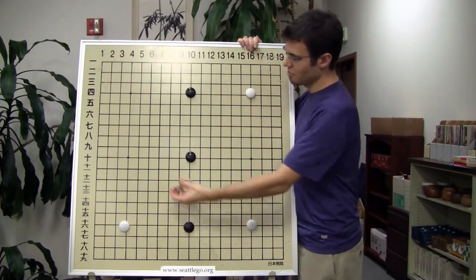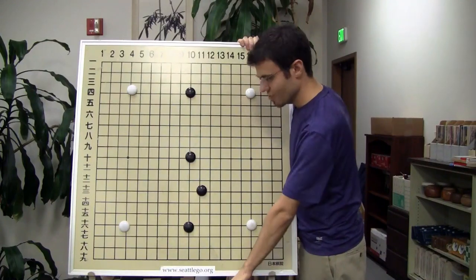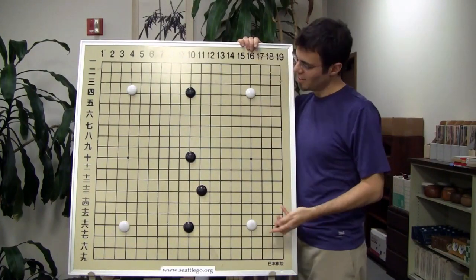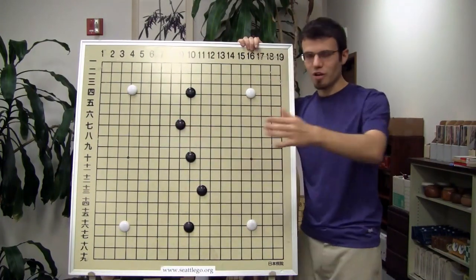Anyway, it goes, that's nice, you know, I like my corners. What can I say? Corner kind of guy. And Black says, the great wall is completed.